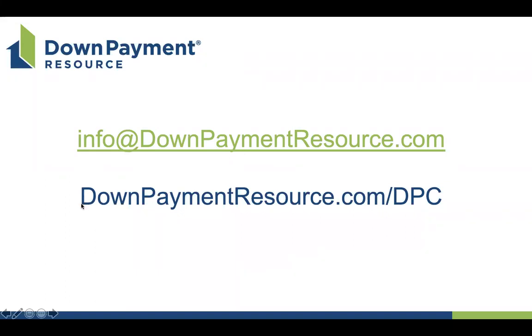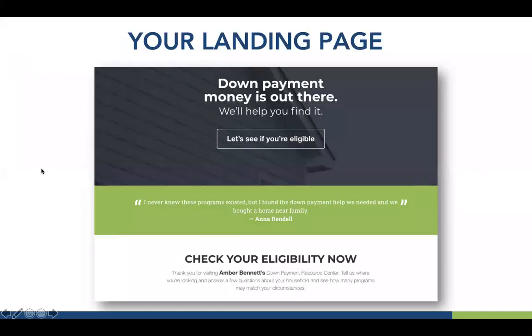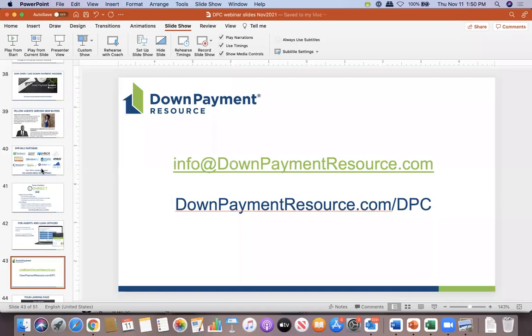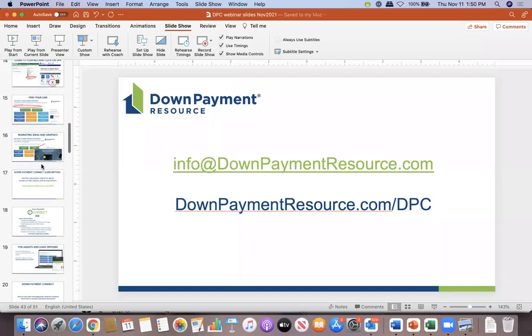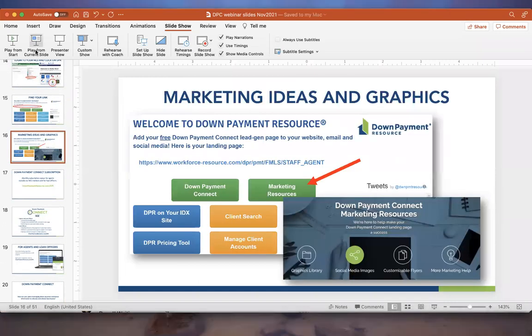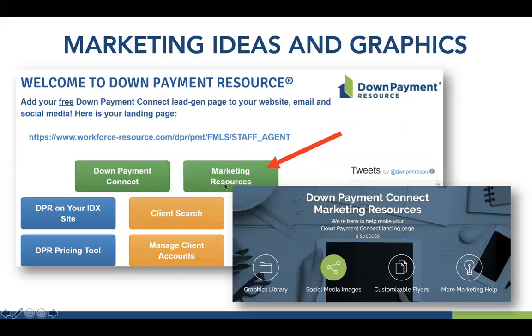In fact, I'll bring that up on the screen here. You can click on marketing resources. Where you go get your Down Payment Connect link, that marketing resources button will also bring up all kinds of marketing help: flyers, the graphics, which is where we saw the flyers. There are video tutorials and previously recorded webinars there as well.